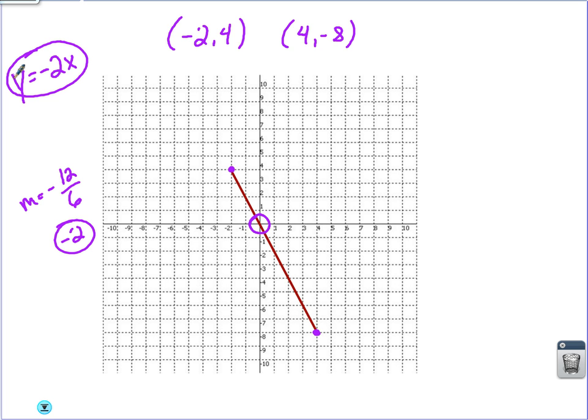And that's the relationship, and we can see that now. The relationship between our x's and our y's: the y value is equal to negative 2 times whatever the x value is. And it's the same thing here. 4 to negative 8, and 4 times negative 2 does give us negative 8.